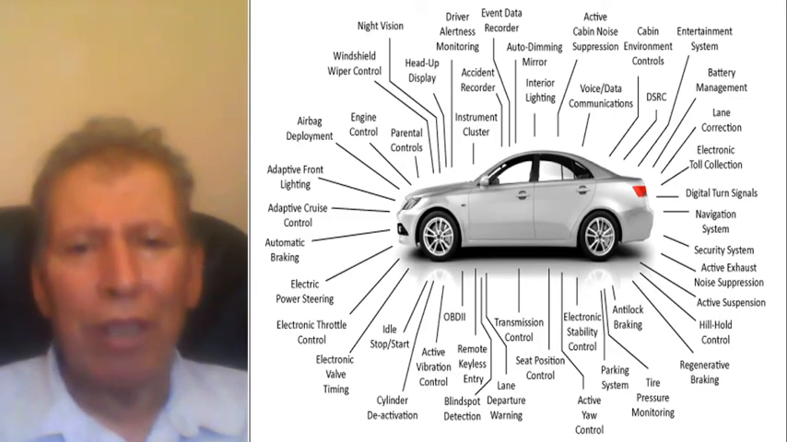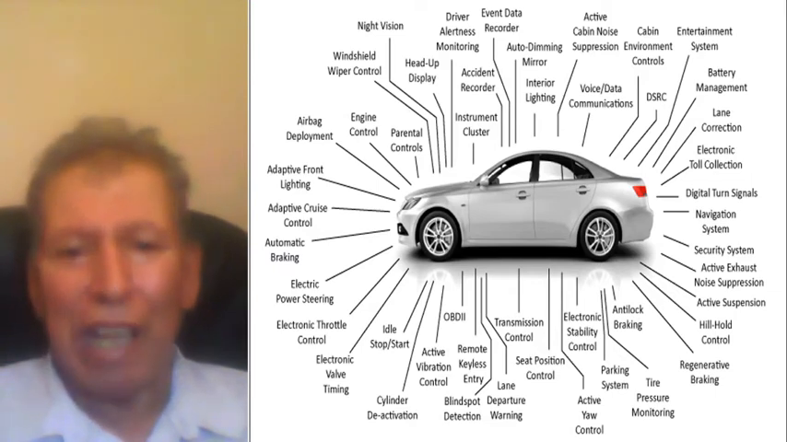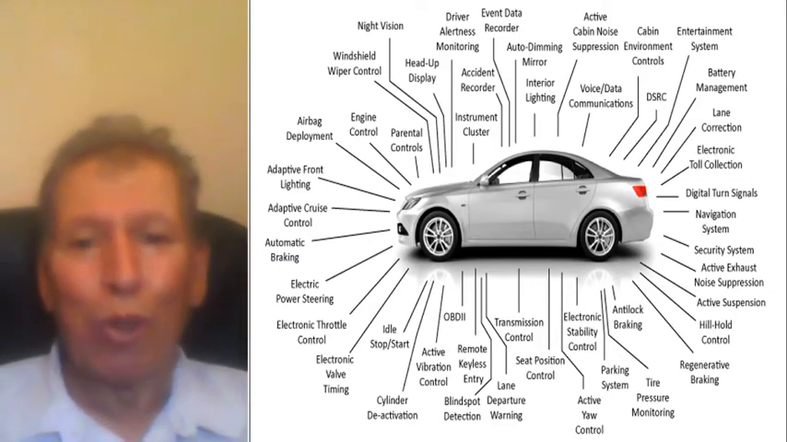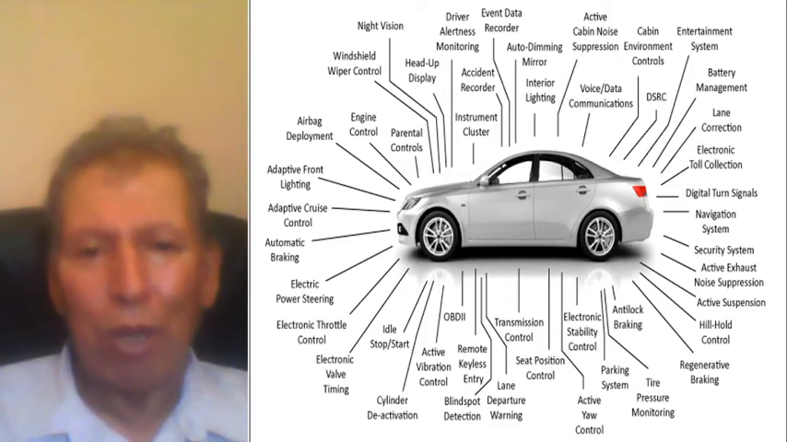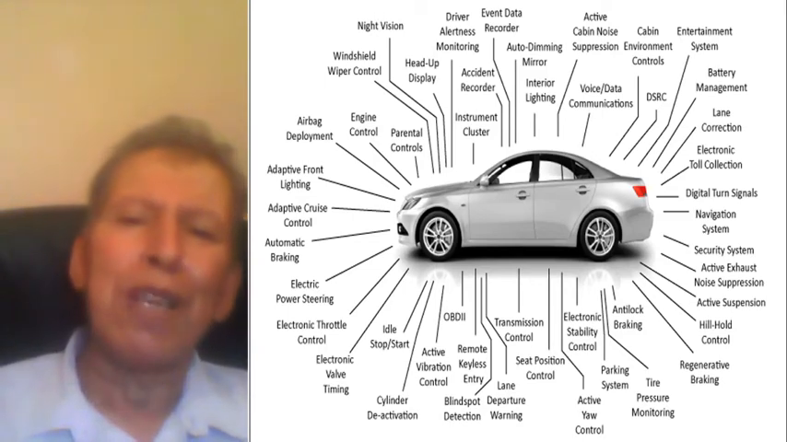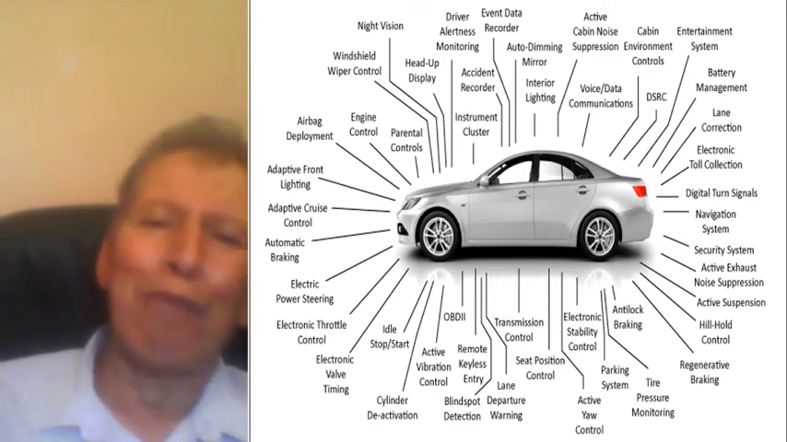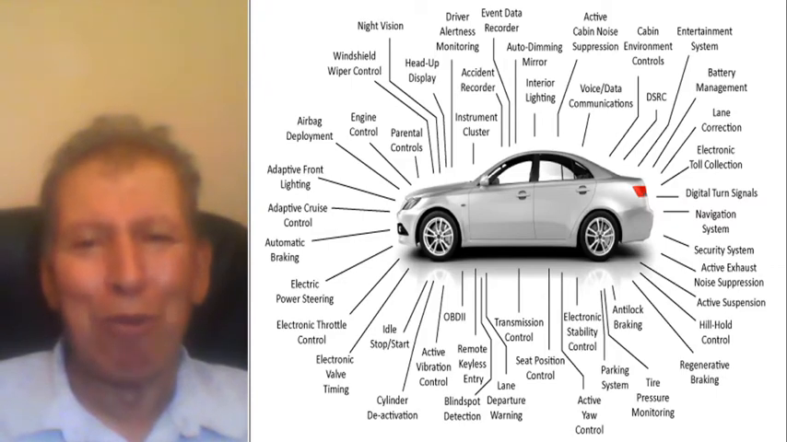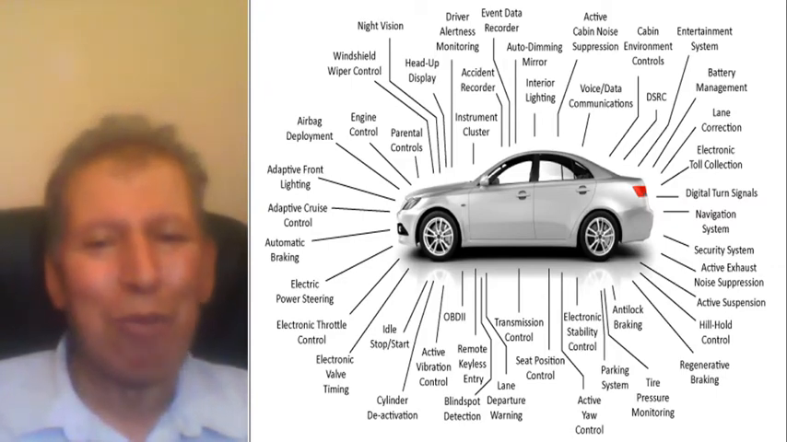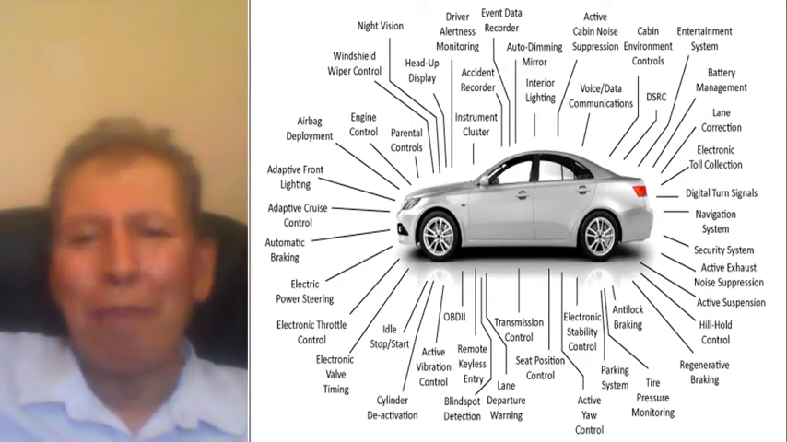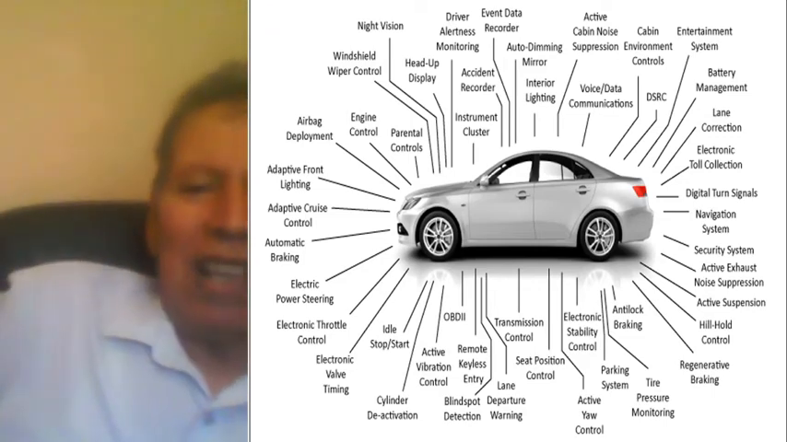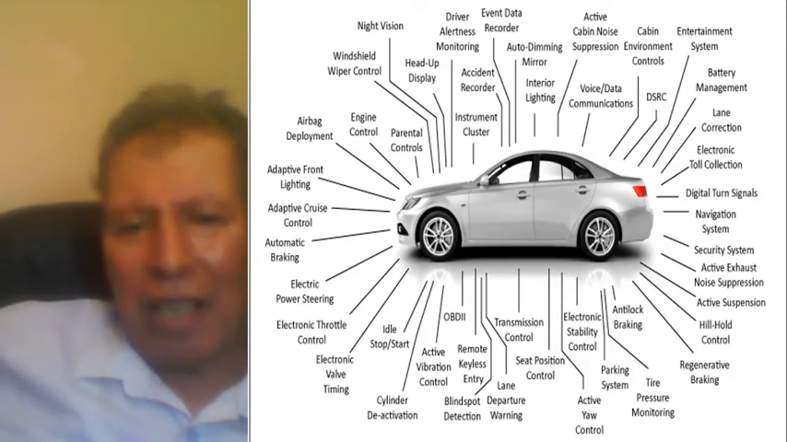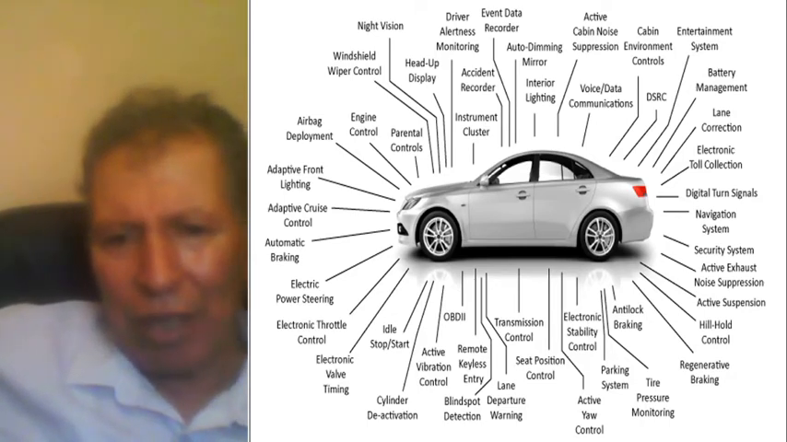Lane departure warning. If you are changing your lane, maybe the car issues a warning to avoid accidents or avoid clashing with other drivers. Transmission control, seat position control, that would be extraordinary. I mean, you don't need to fight with levers or explain to your passengers how to adjust their seats. Maybe seats could be adjusted automatically. Electronic stability control, yes, it's a very important thing for stability on the road. Active yaw control, I don't know what that one is.